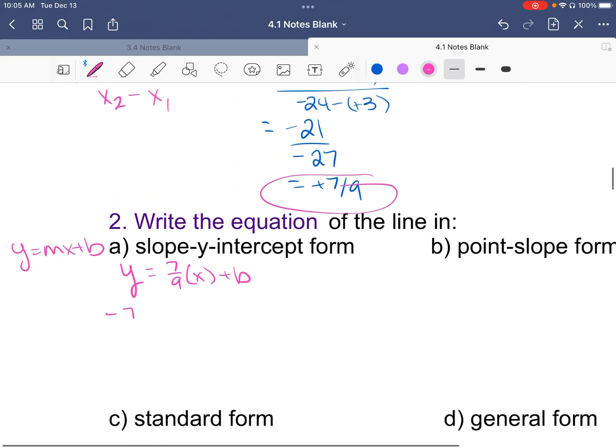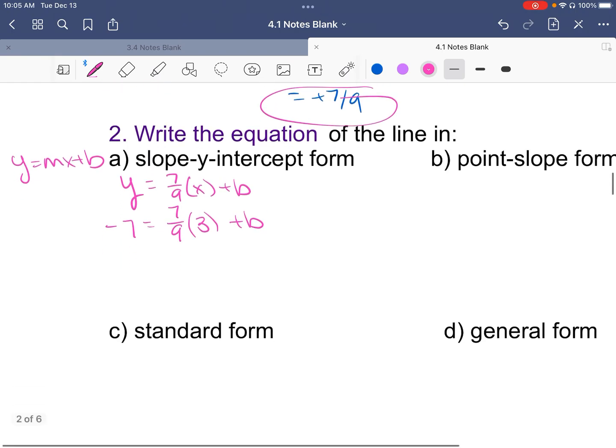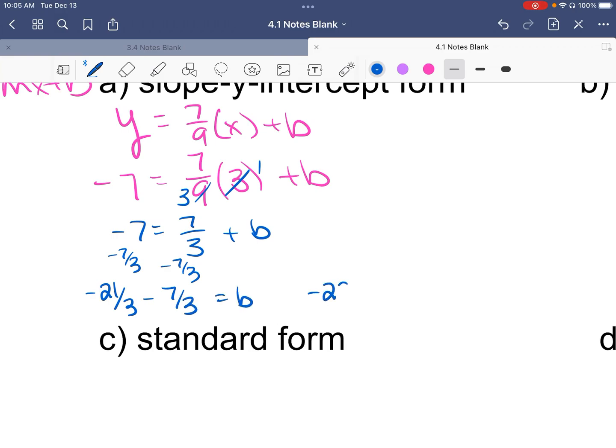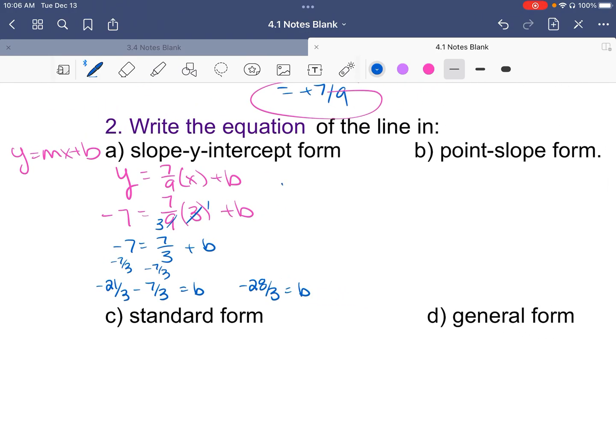I'm going to pick this point just because it has a multiple, 3 is a multiple of 9. So -7 equals 7 over 9 times 3 plus b. This reduces to be 1 and a 3. So -7 equals 7 over 3 plus b. We're going to subtract 7/3 from both sides. So -21 over 3 minus 7 over 3 equals b. So -28 over 3 is equal to our b. So our overall equation then would be y equals 7 over 9 x minus 28 over 3.